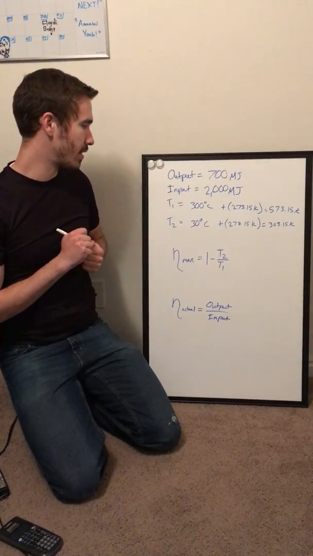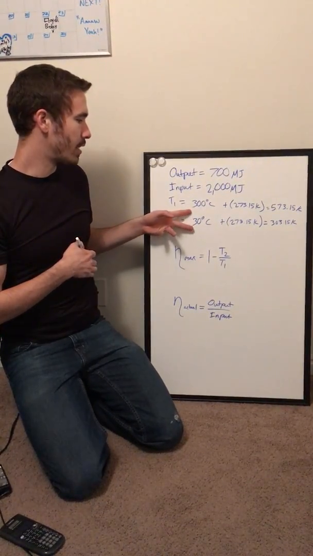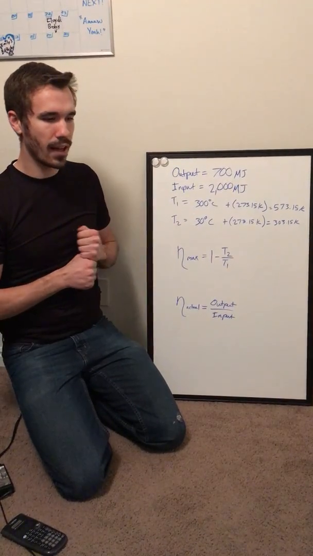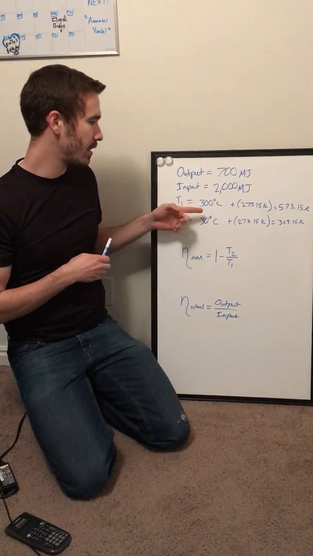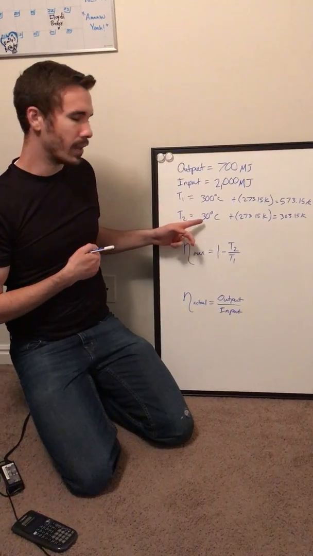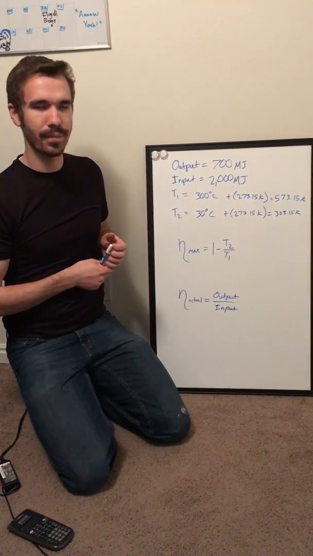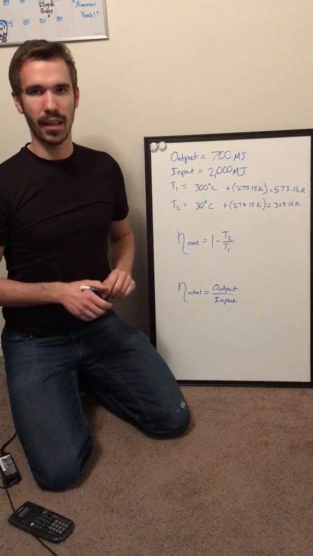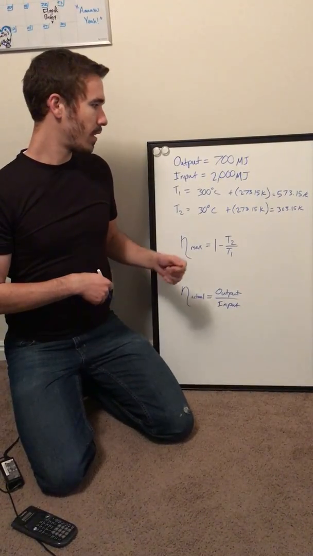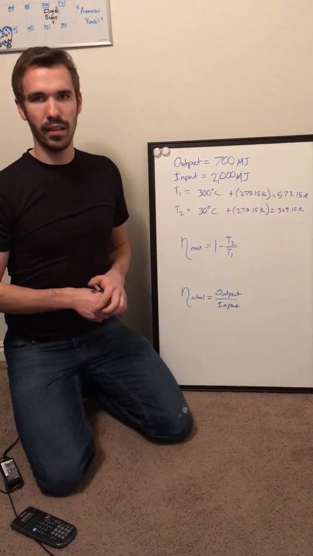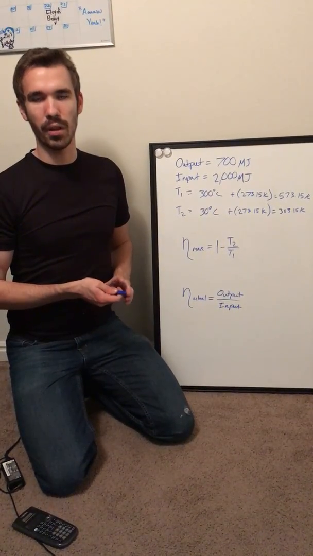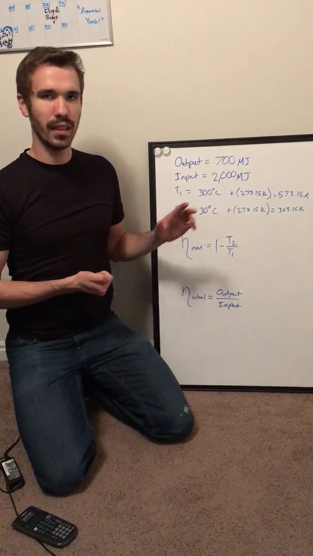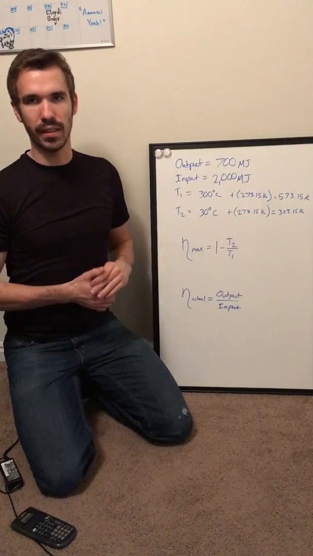It also gives us two temperatures. Temperature 1 will be the 300 degrees Celsius, and temperature 2 will be the 30 degrees Celsius. Since it's in Celsius, we need to convert to Kelvin, because Kelvin is usually how we cancel out units. To convert to Kelvin, we just add 273.15 to it, which gets it into the Kelvin units that we need.